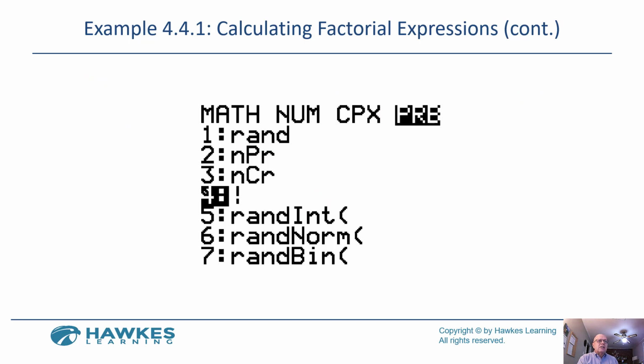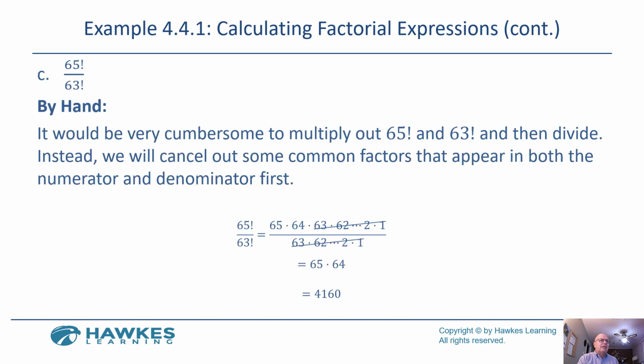There's how you get it. Hit the math key, go over to PRB. I think on some calculators it's PROB, but you get the gist of the matter. And there's a 65 factorial over 63 factorial. You can see what they did here. They canceled the 63 factorial on the top and the bottom, giving you 1s.